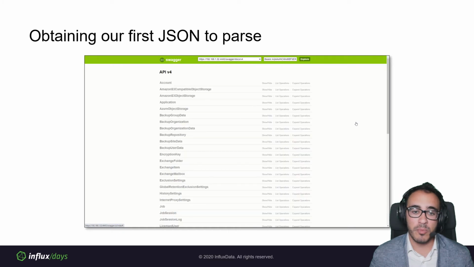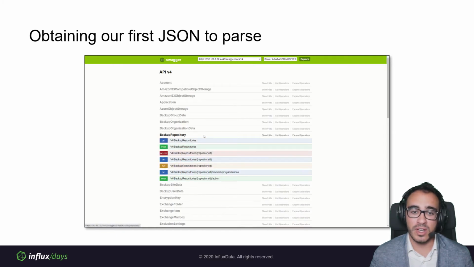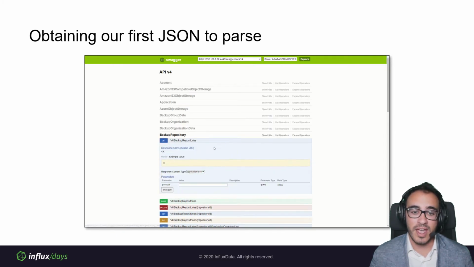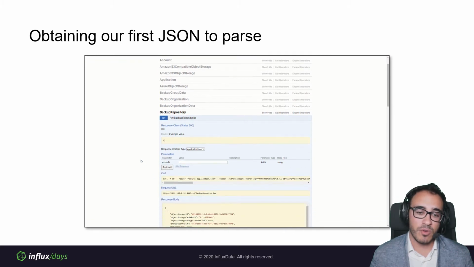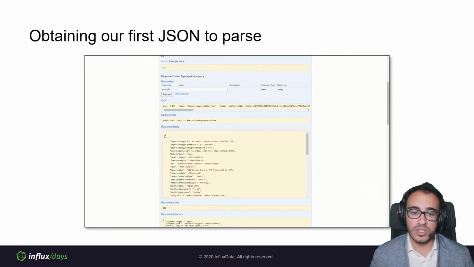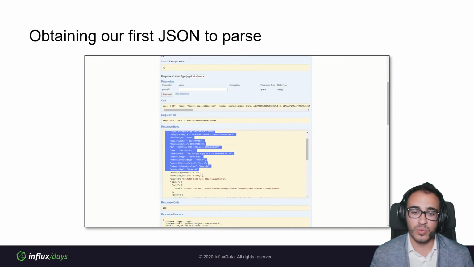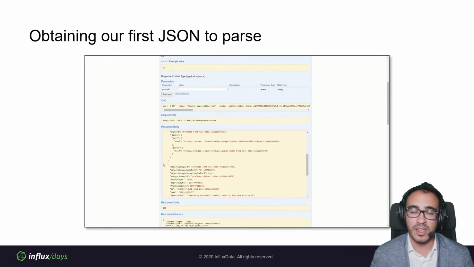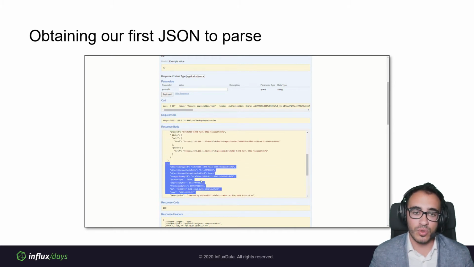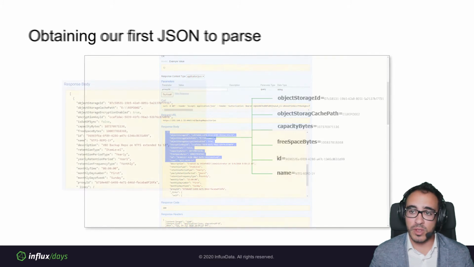Now we go to the backup repository endpoints. We click on try it out, for example, and then here we go. We get the information that we need. In this case, it is for this backup repository, so we can see the space, we can see the ID, and so on and so forth. So that's a good example of a RESTful API.